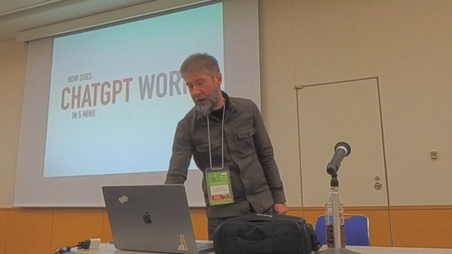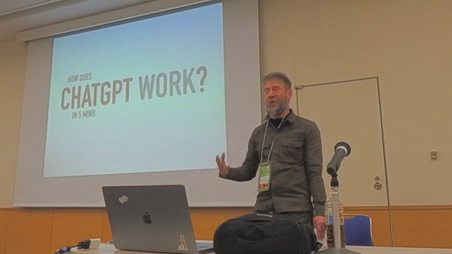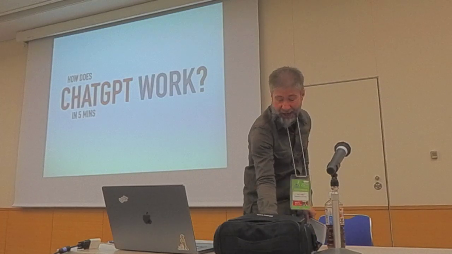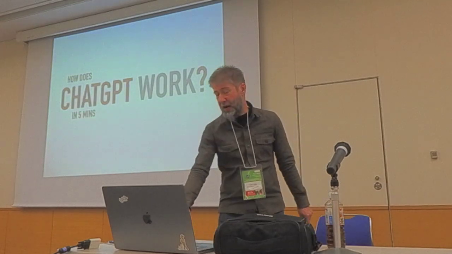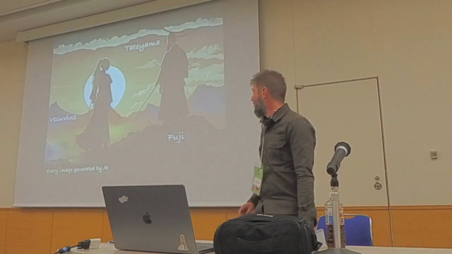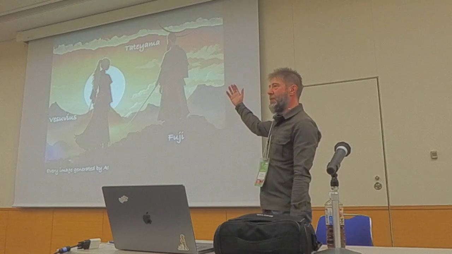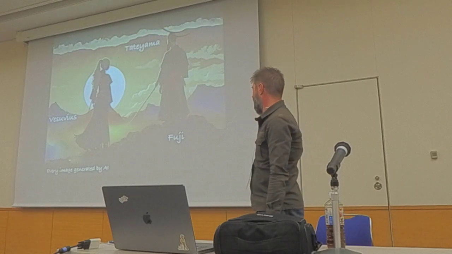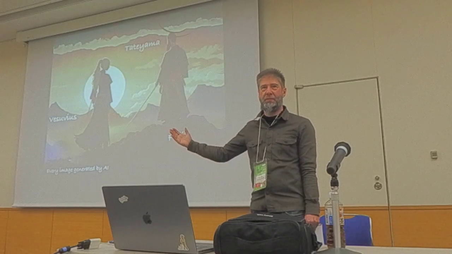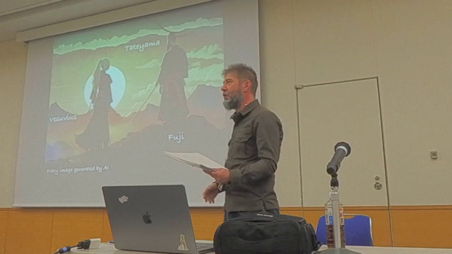Okay, so I'm going to give the 5-minute explanation. This is a very quick explanation of how these things work. And this is going to be very, very quick by necessity. There we go. Once again, AI generated. Think of 3 mountains: Tateyama, Vesuvius, and Fuji. Which 2 are closest together? Right, pretty much everybody shouts out Tateyama and Fuji, right?